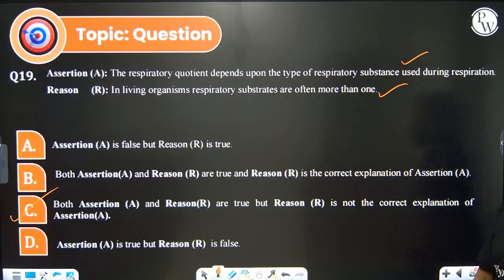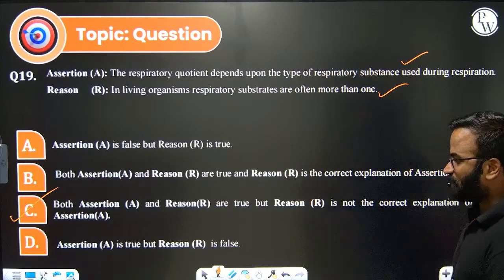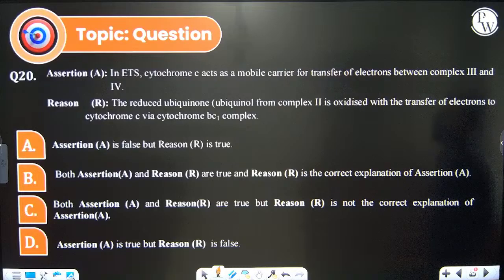Please go through the statements. Next, what is the 20th question talking about?